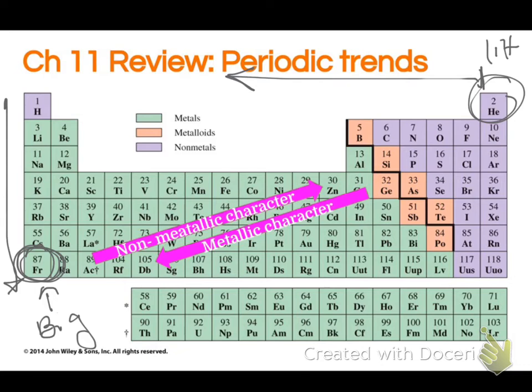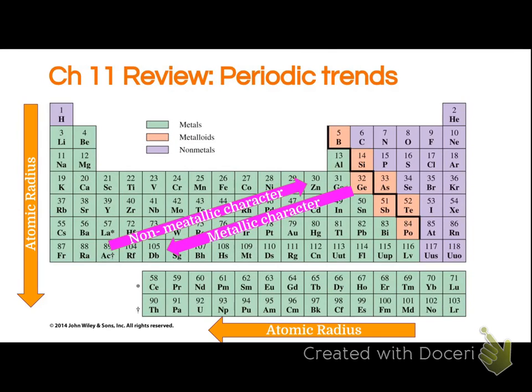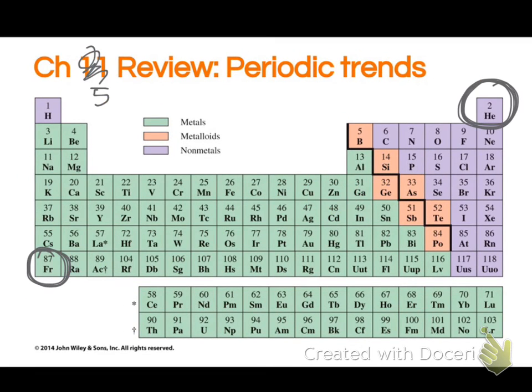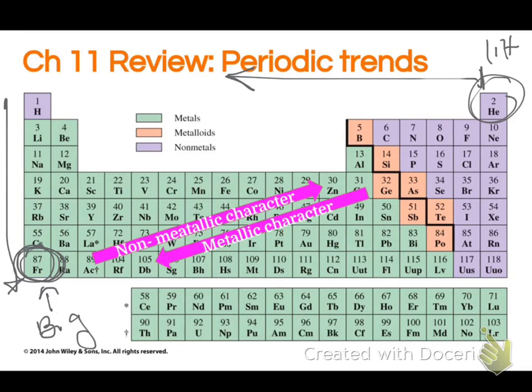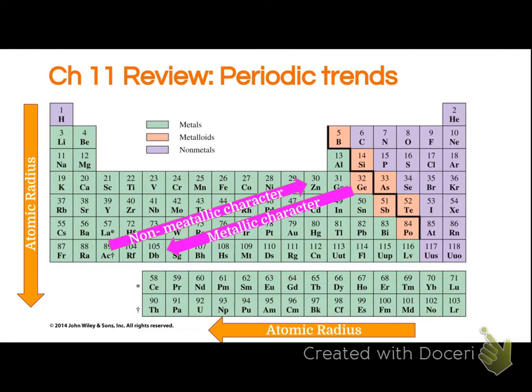Oops, I went too far. The littlest element on the periodic table. I can't write the word little, so you're just going to have to fill it in on your notes. So we could summarize that by using arrows that point from little to big, which means they're going to point towards francium and away from helium.